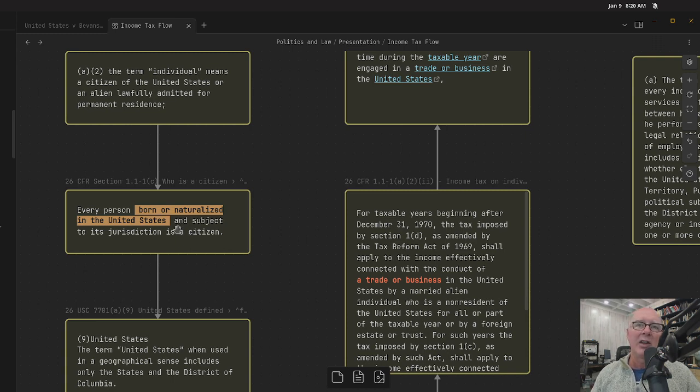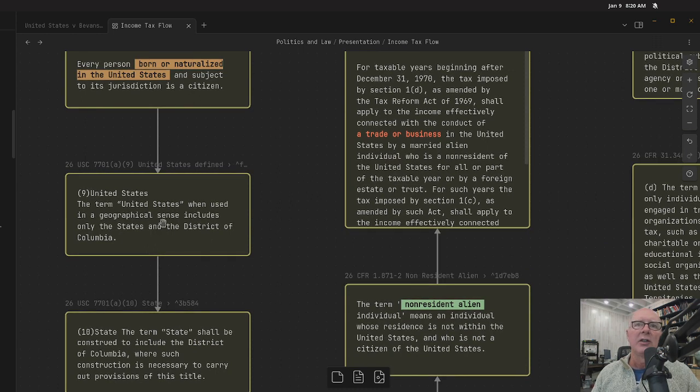So this "subject to its jurisdiction" is something that should always throw up red flags when you see it, because it is only talking about a certain thing, and it may be a state, it may be a state citizen. 9 times out of 10, though, actually 100% of the time that I've ever seen, it is actually talking about the District of Columbia. But we'll get into that. So again, every person born or naturalized in the United States and subject to jurisdiction is a citizen.